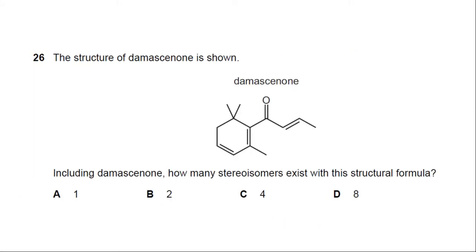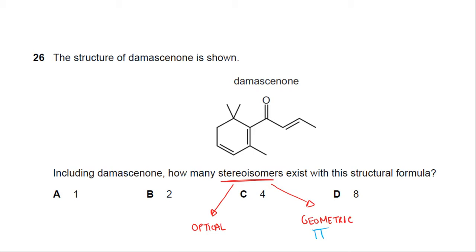Okay, question number 26. The structure of this compound, which I don't know how to pronounce, so I'll leave that, is shown. And they're asking how many stereoisomers exist with this structural formula. All right, stereoisomers can be of two types. We can have geometric stereoisomerism or optical stereoisomerism. So in geometric we're looking for pi bonds, and in optical we're looking for a carbon which is attached to 4 different groups.